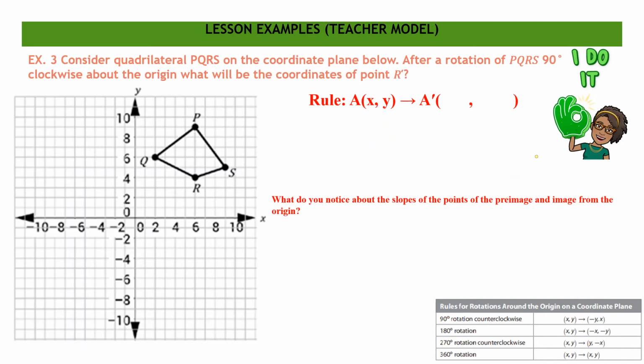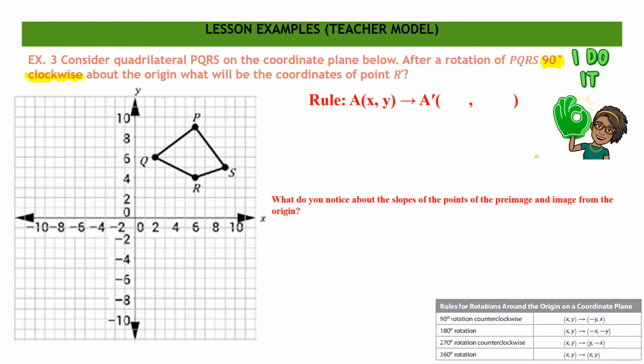Okay, example 3 says, consider the quadrilateral PQRS on the coordinate plane below. After a rotation of PQRS 90 degrees clockwise about the origin, what will be the coordinates of point R prime? So, a couple things that were mentioned here in this problem that's a little bit different than what we did in the first two is that a rotation of 90 degrees clockwise.